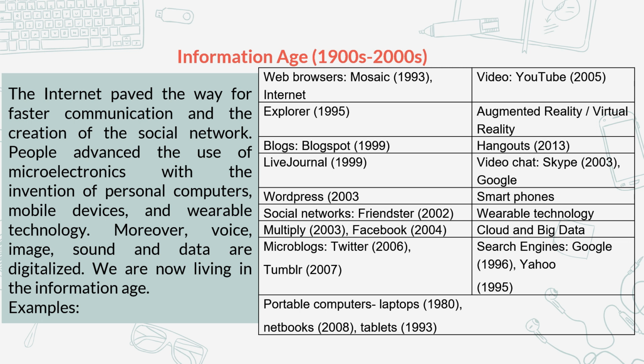Information age from 1900 to 2000. So the internet paved the way for faster communication and the creation of social network. People advanced the use of microelectronics with the invention of personal computers, mobile devices, and wearable technology. Moreover, voice, image, sound, and data are digitalized. We are now living in the information age. So yung ating era for today, that is exactly what information age is all about. We have web browser, explorer, blogs, live journals, WordPress, and more.